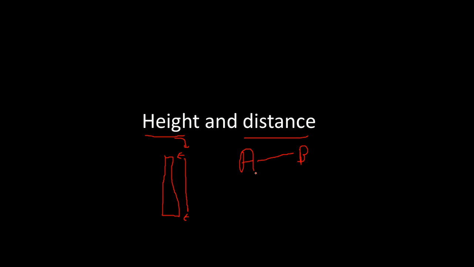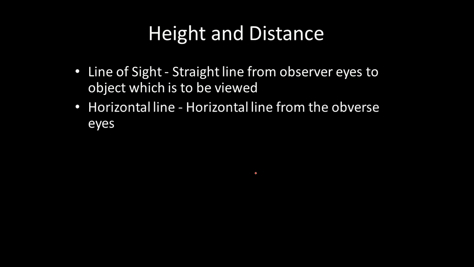So let's see a few terminologies which we use. First, the line of sight and the horizontal line. The line of sight is a straight line from the observer's eyes to the object which is viewed, and the horizontal line is a horizontal line from the observer's eye.